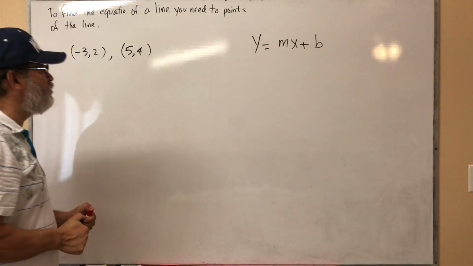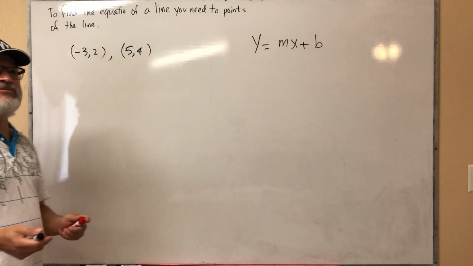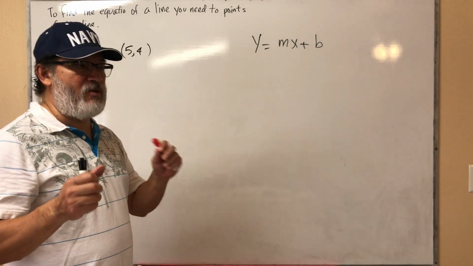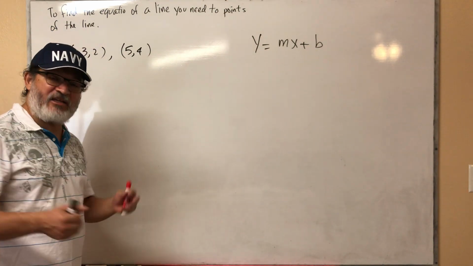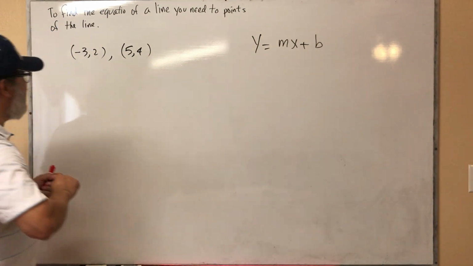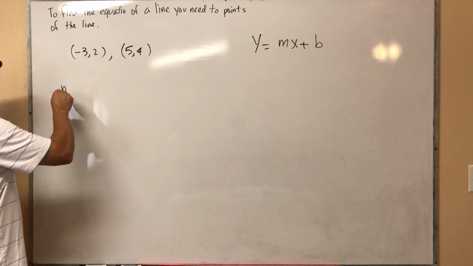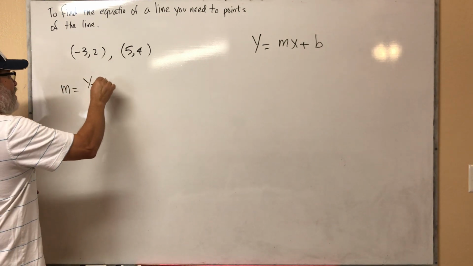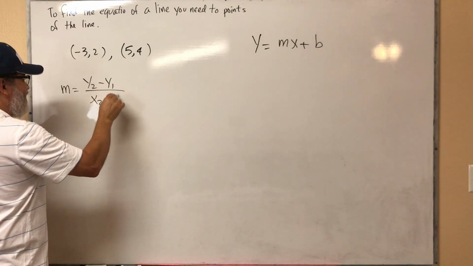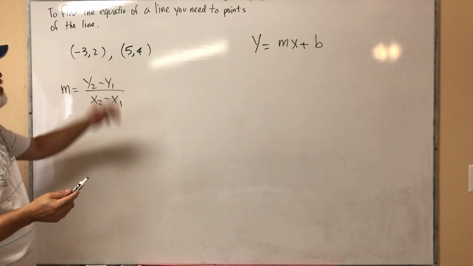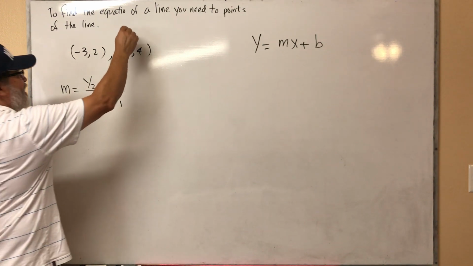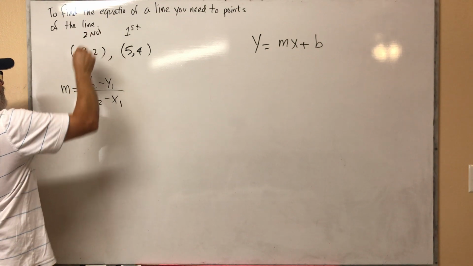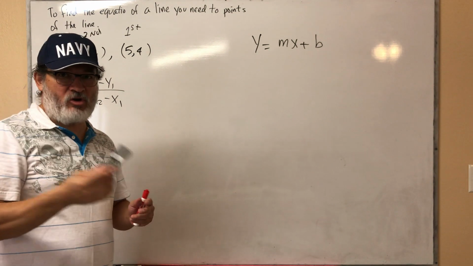Sometimes they'll give the slope, which is even better. But if they do not give the slope and just give you 2 points, no problem. Let's find the slope first. Remember, y2 minus y1 over x2 minus x1. You have to label the points. Let's label this one the first and this one the second. It doesn't matter, you could have done it the other way.